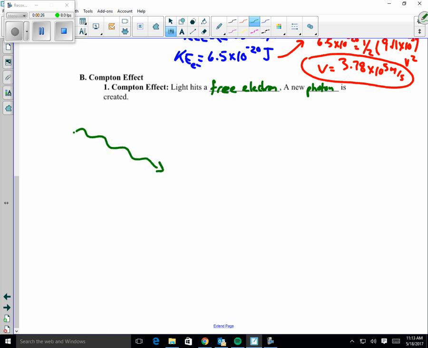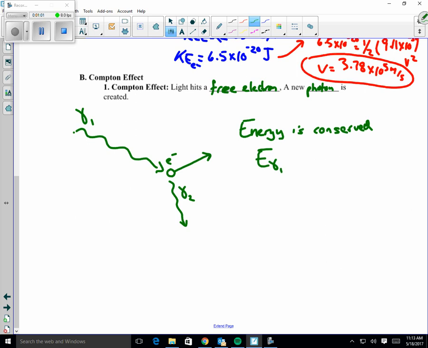Okay, we have the first photon coming in there, photon 1. It hits my free electron. The free electron goes flying this way, and it makes a new photon going over here. Just like the photoelectric effect, energy is conserved. The photon gives up all its energy to the electron, and anything that's left over goes to that new photon. So I can see energy is conserved.